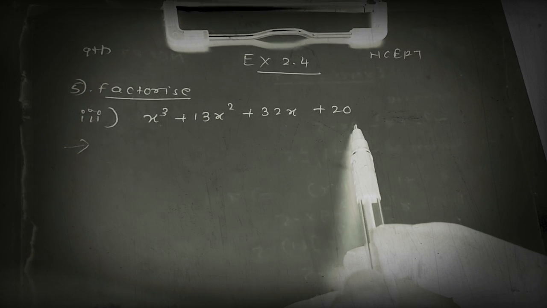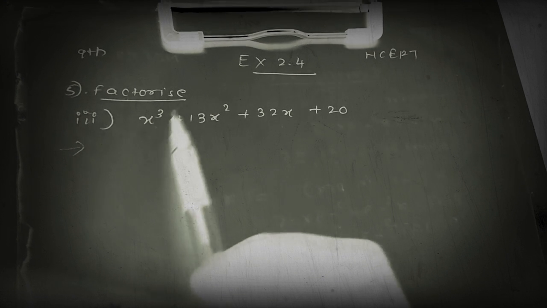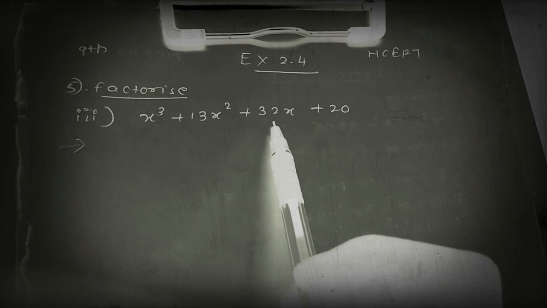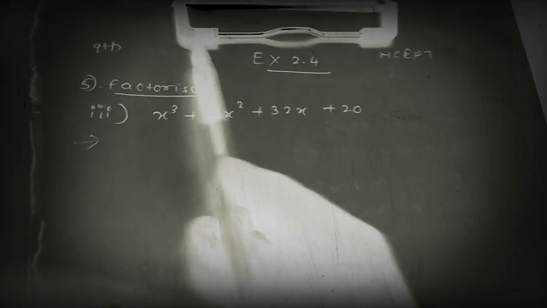So here we have a cubic polynomial, and as we know, they have not mentioned by which method to factorize, but by splitting the middle term we can't factorize this. So we have to use the factor theorem to find at least one of the factors. So let us start.